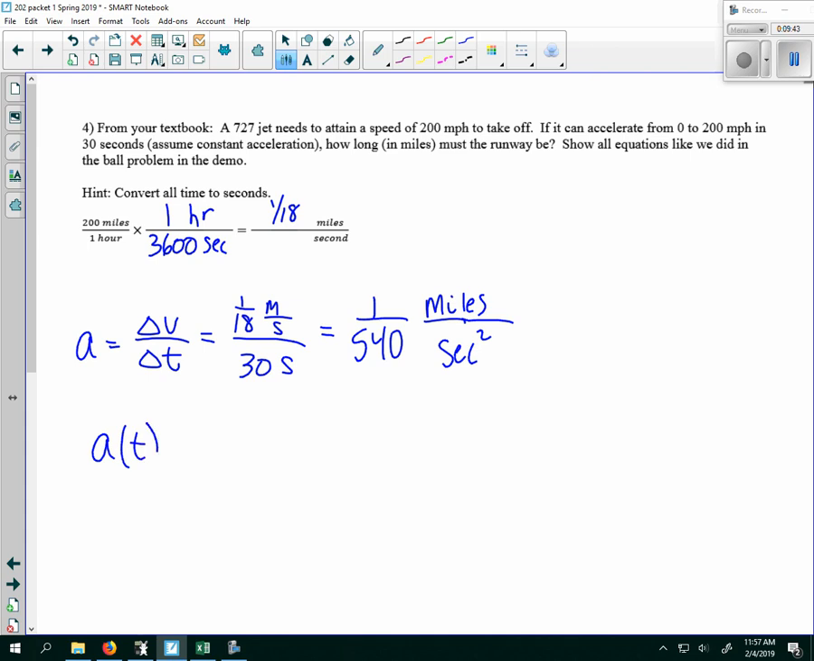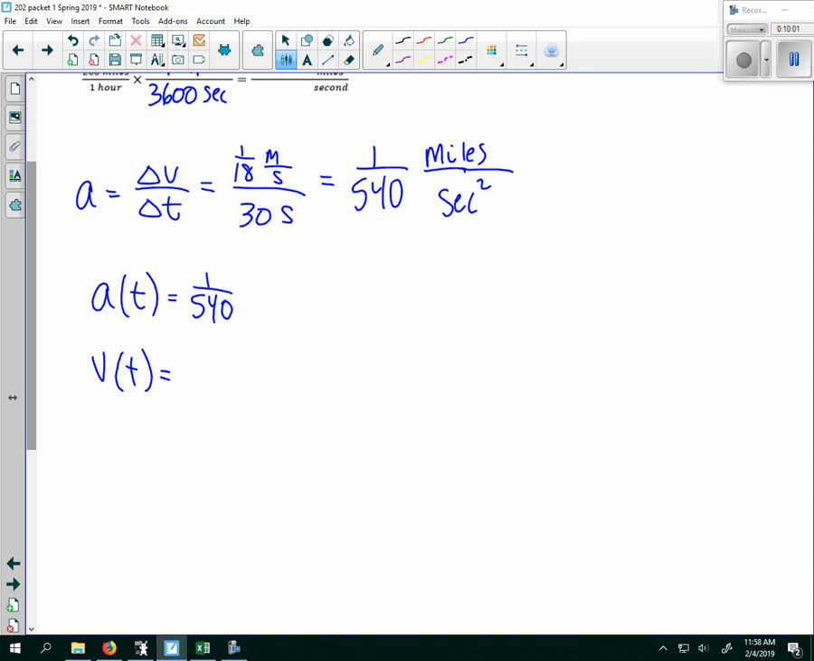My acceleration is constant. So it's 1/540th mile per second squared. I'm not going to write the units down now. Okay, so v of t is an antiderivative of acceleration. So 1 over 540 t.